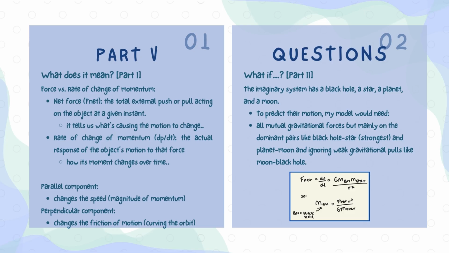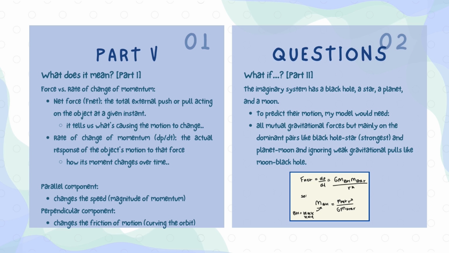Now for the questions. In part 1, one of the key takeaways is understanding the difference between net force and rate of change in momentum. The net force is what causes momentum to change. It tells us how and in what direction the object's motion will evolve. When momentum changes direction, that's related to the perpendicular component of force, and when it changes in magnitude, that is the parallel component. Observing how momentum changes over time gives us direct insight into the forces acting on the star.